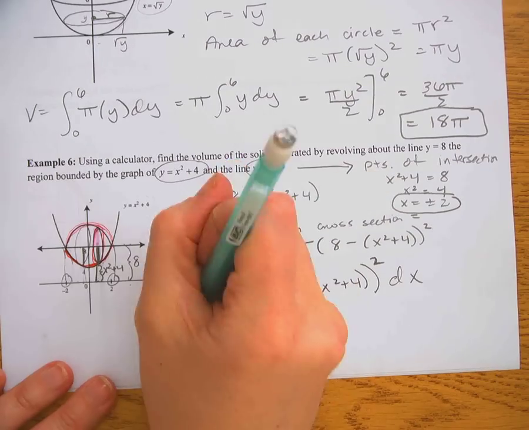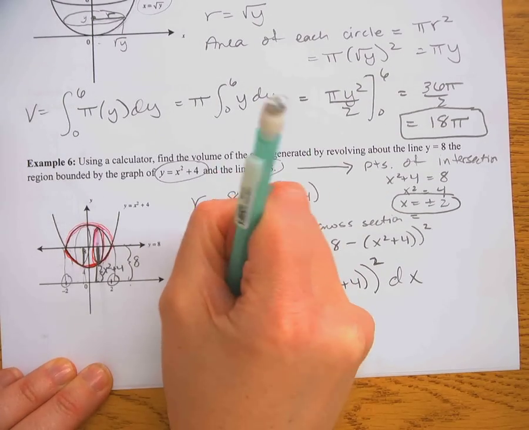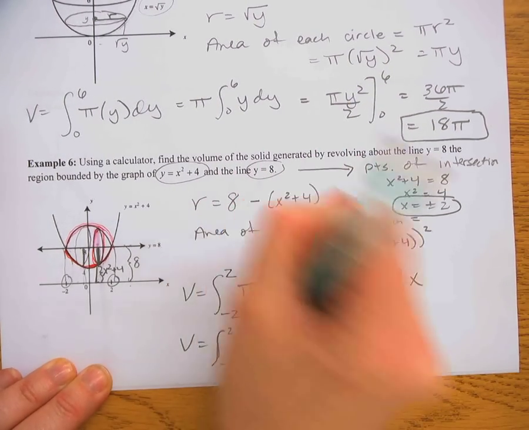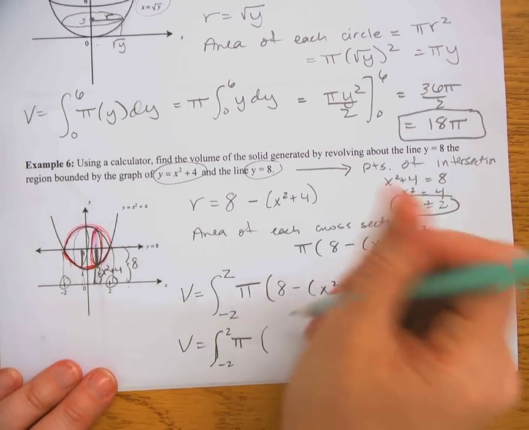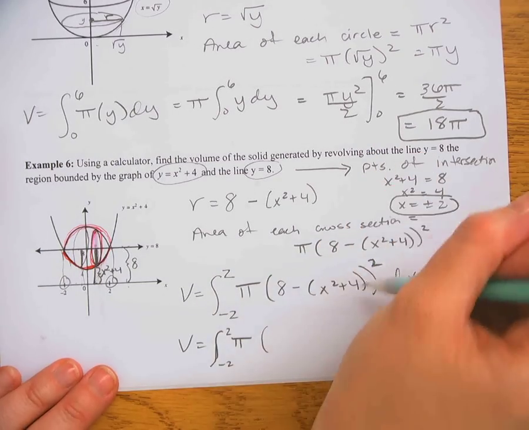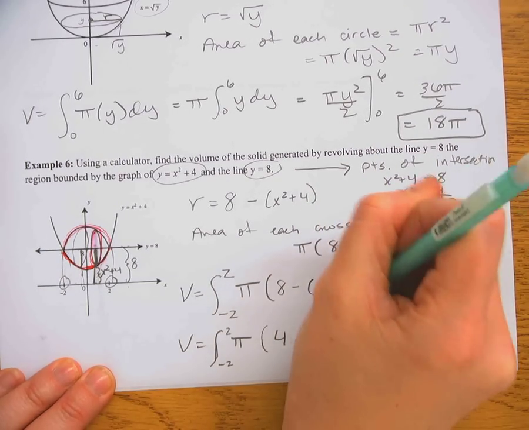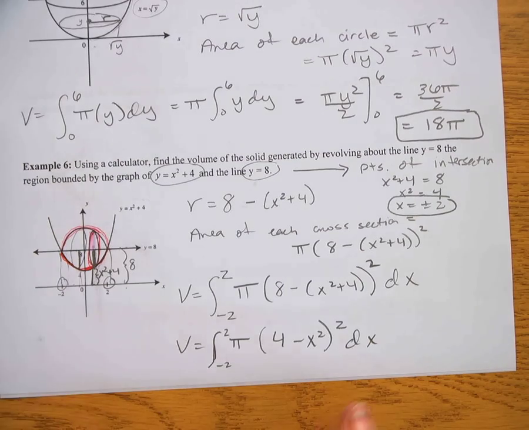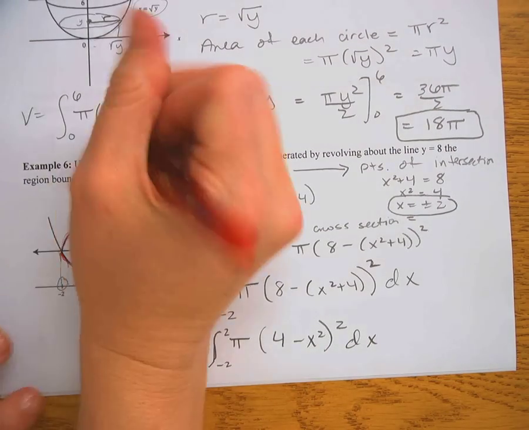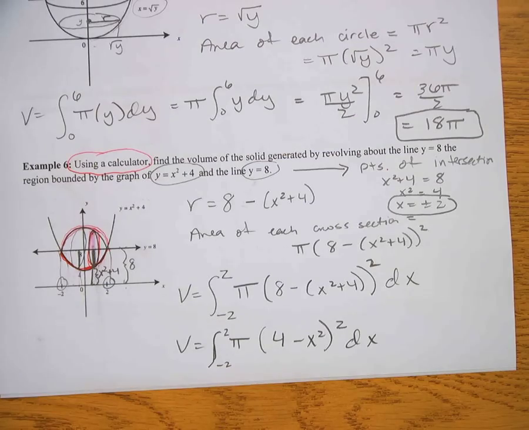So let me simplify this just a little bit. So pi times, this would become 8 minus x squared minus 4, so 4 minus x squared, quantity squared, and then dx. So that's the setup of the integral, but fortunately this problem allows us to use a calculator to evaluate, so we'll just plug this into FNINT.